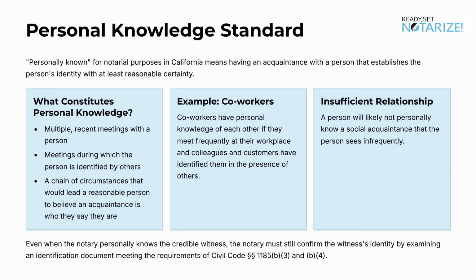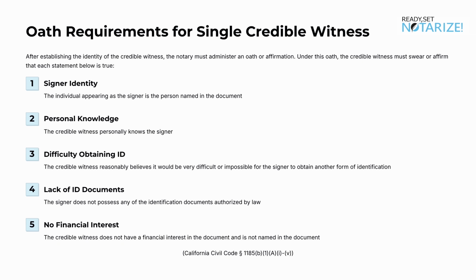A chain of circumstances that would lead a reasonable person to believe an acquaintance is who they say they are forms the basis for personal knowledge. For example, coworkers have personal knowledge of each other if they meet frequently at their workplace, and colleagues and customers have identified them in the presence of others. A person will not likely personally know a social acquaintance that the person sees infrequently. See cases collected in West's California Annotated Civil Code, 2007 edition, following Section 1185.